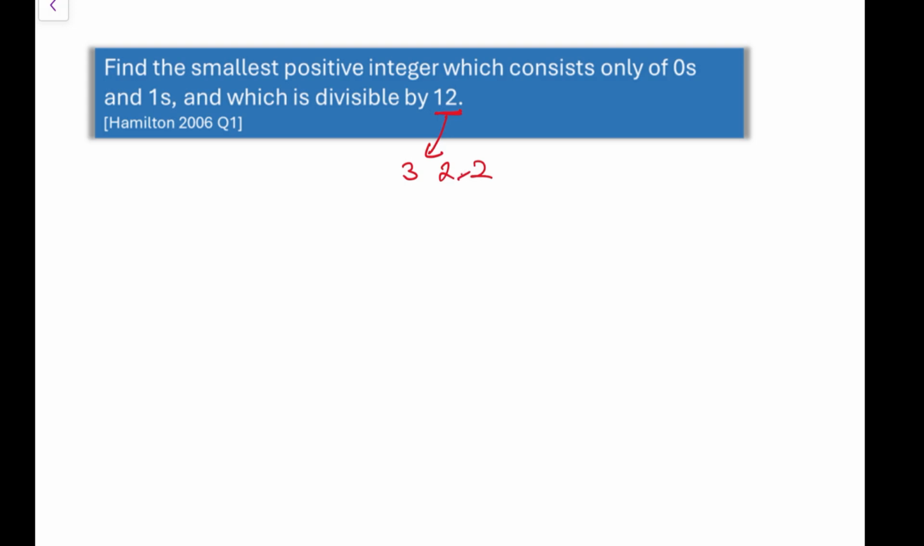Well, that's a bit of a problem. So actually what we're going to need to do is consider a number that's divisible by 3 and by 4, because it needs to be 2 and 2 at the same time. Now, this is one of those things you either know or you don't.